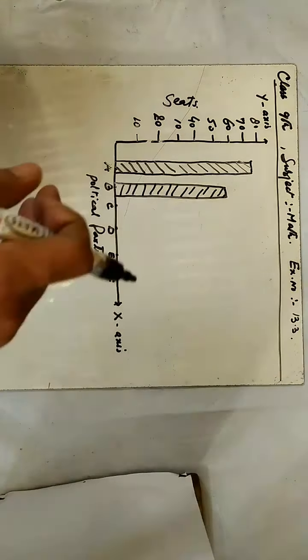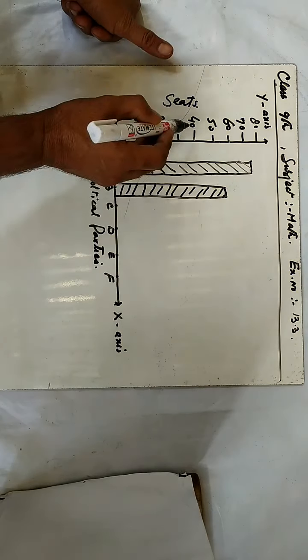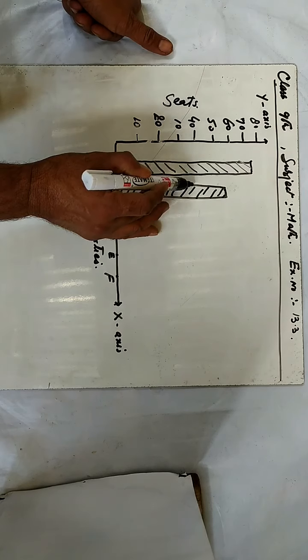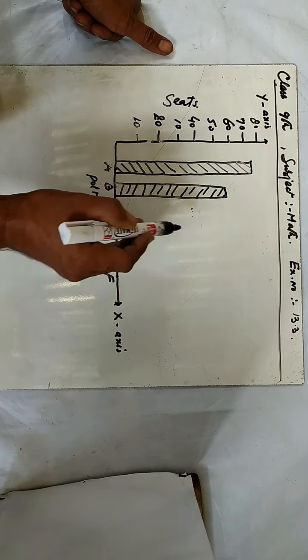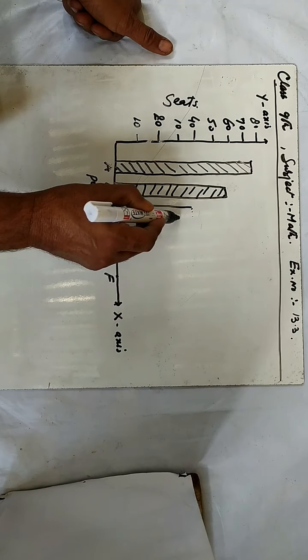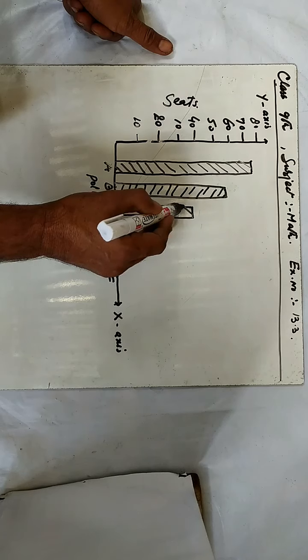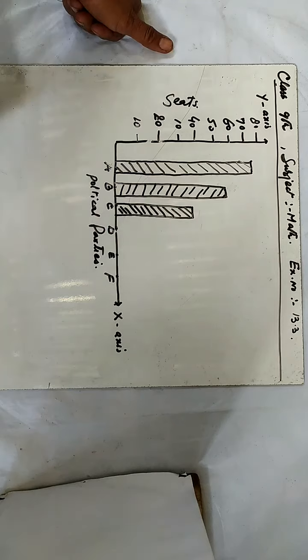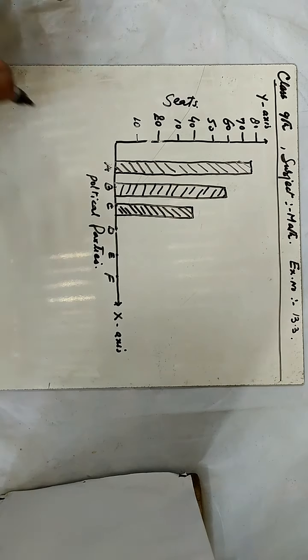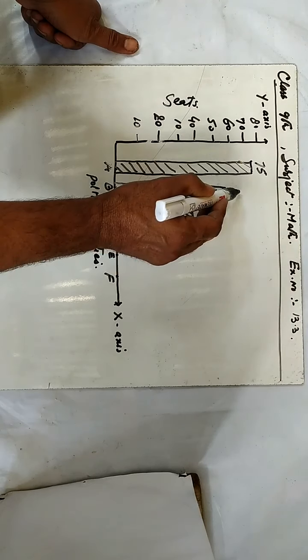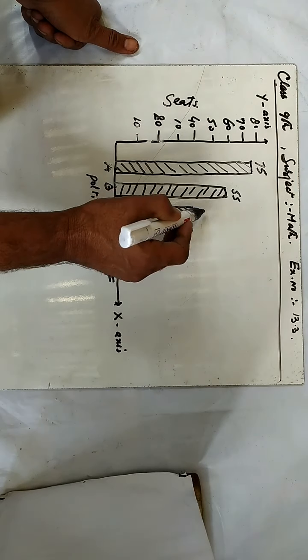Next, party C has 37 seats. The bar graph for C goes up to 37 seats, won by political party C. So A has 75, B has 55, and C has 37.